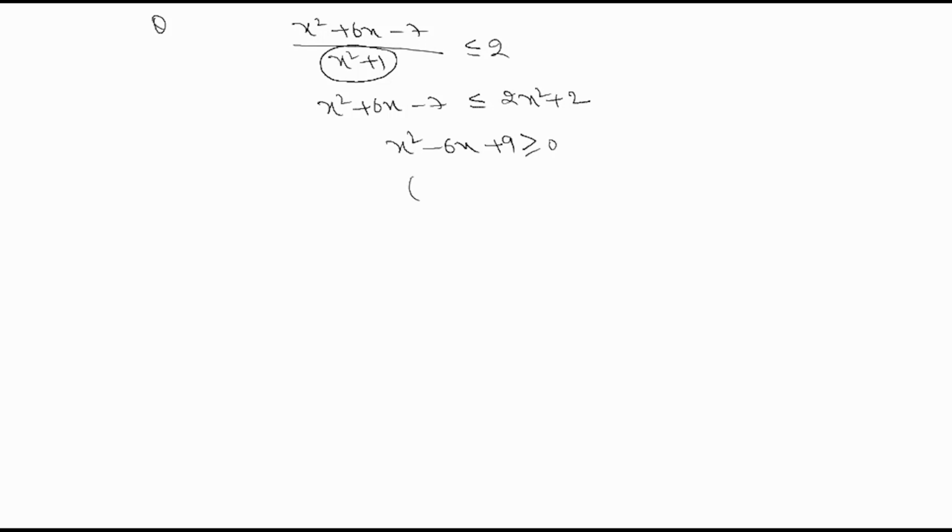So what I'll get is x minus 3 whole square is greater than or equal to 0. Now how do I solve this one? What I see is an even power. So any real number with an even power is either 0 or greater than 0. So that means this is true for all x belongs to R. So the solution to this inequality is x belongs to R, from minus infinity to plus infinity, all the values.